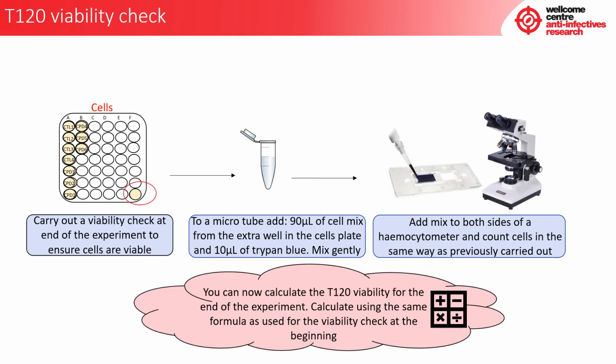You can now calculate the T120 viability for the end of the experiment. Calculate using the same formula as used for the viability check at the beginning.